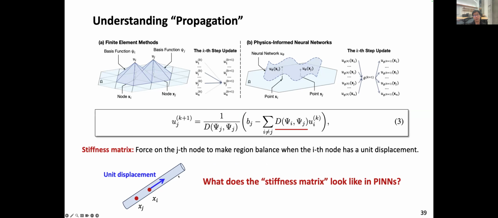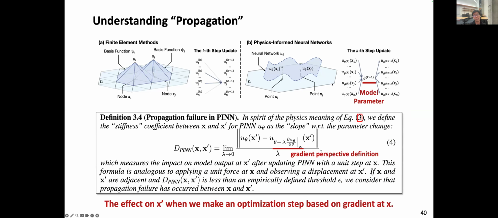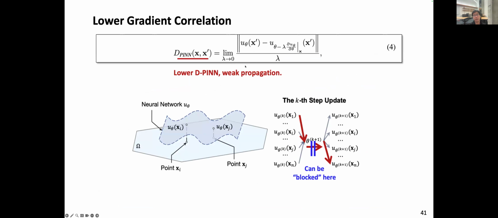And I come up with a question. Let's see what the stiffness matrix looks like in PINN. Since the correlation among different positions in PINN is implicit, the change of the solution value is only achieved by updating the parameter. So we define the matrix from a gradient perspective, which is highlighted in red. Actually, this definition reflects the effect on S prime when we make an optimization step based on the gradient, which is defined as here.